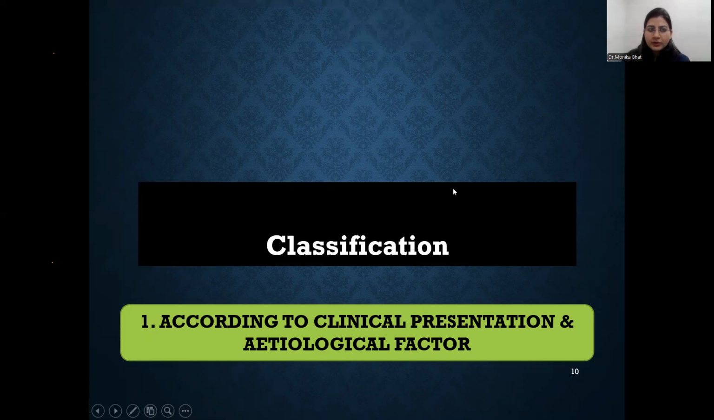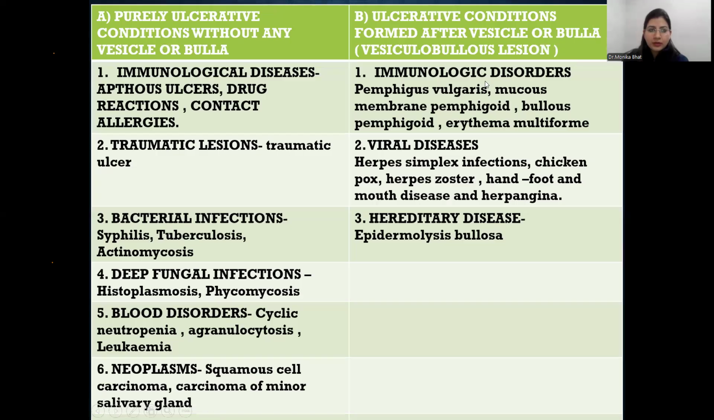Based on these things, we have different classifications of the vesiculobullous lesions, based on clinical presentation and etiological factors. Clinical, whether it is pustule, plaque, petechiae, or ulcer and erosion, and etiological factors, like whether it is virus associated or there is an immunological disturbance. Based on this etiology, we have different classifications. These are important from the theory point of view also.